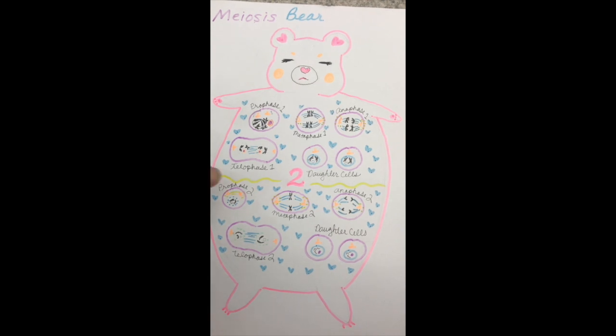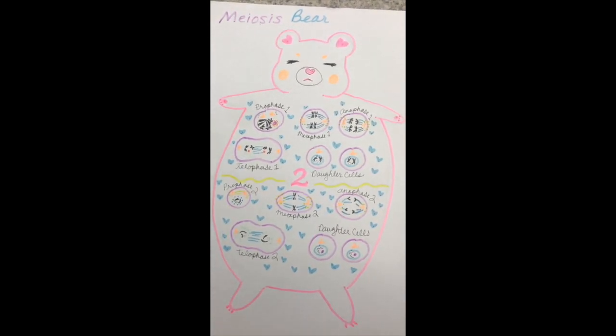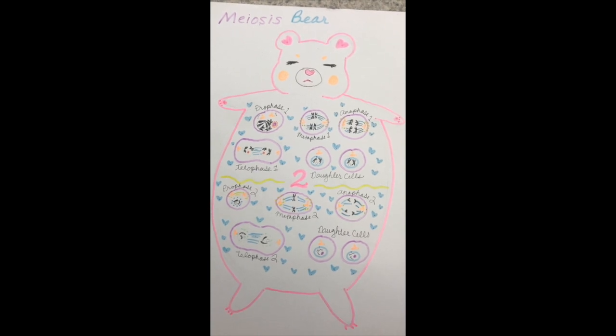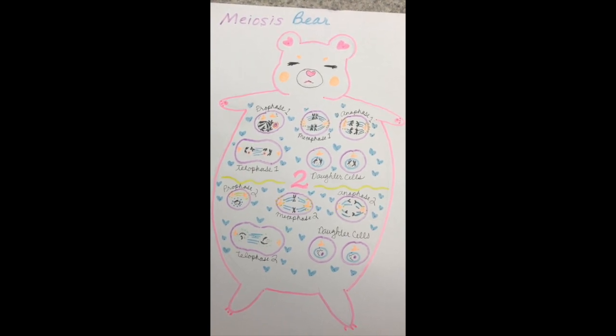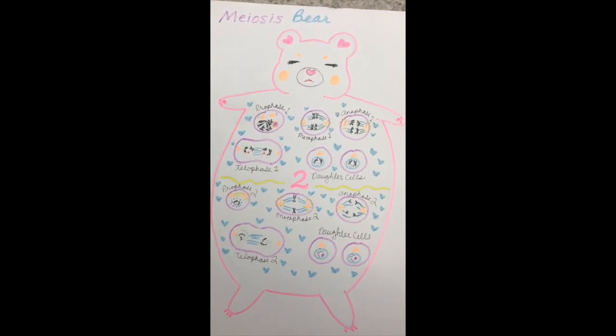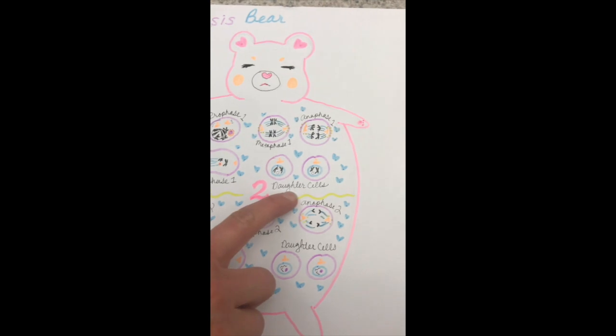Then the members of each chromosome pair migrate to the opposite poles of the spindle. Finally, we have telophase 1. We start to see the nucleus membrane form around each set of chromosomes as the chromosomes unwind to reform into a nucleus. Cytokinesis separates the parent cell into 2 daughter cells, with each daughter cell containing only 1 member of each chromosome pair in a replicated state, meaning each daughter cell is haploid.